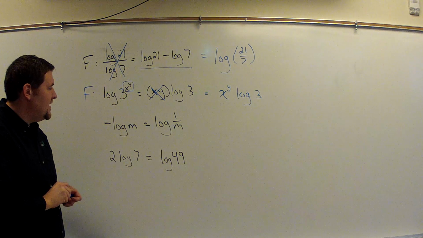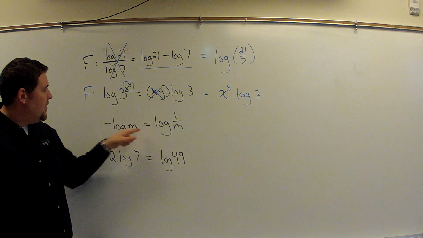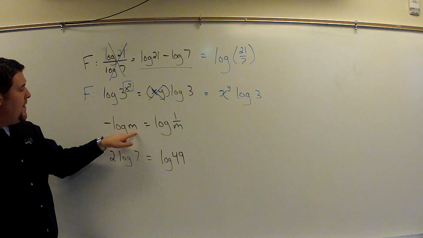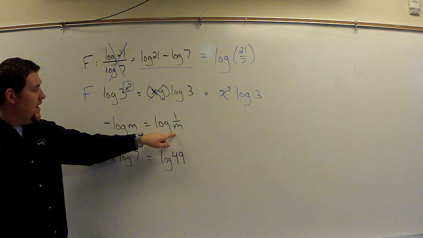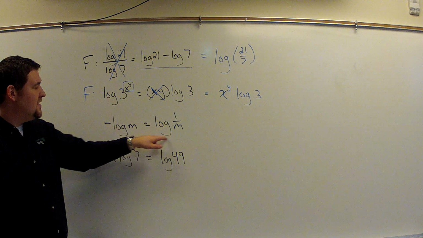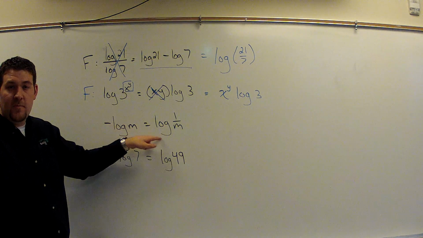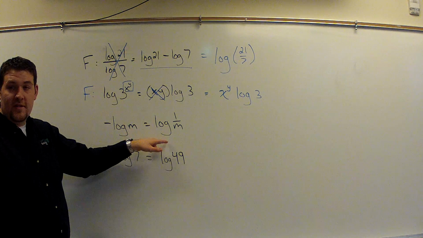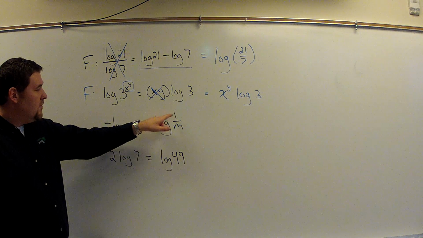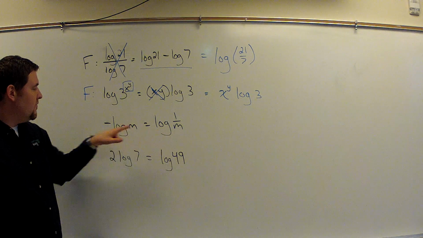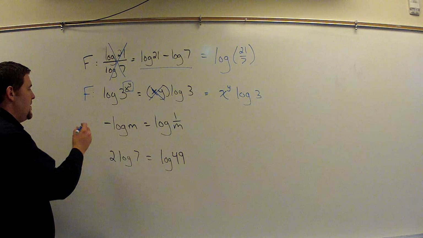Okay, so look at the next one. Down here I have the negative logarithm of m is equivalent to the log of 1 over m. This looks like the reciprocal property almost verbatim, just in different order than you saw last time. So the 1 over m is showing the reciprocal, therefore it's negative log m. This would be a true statement.